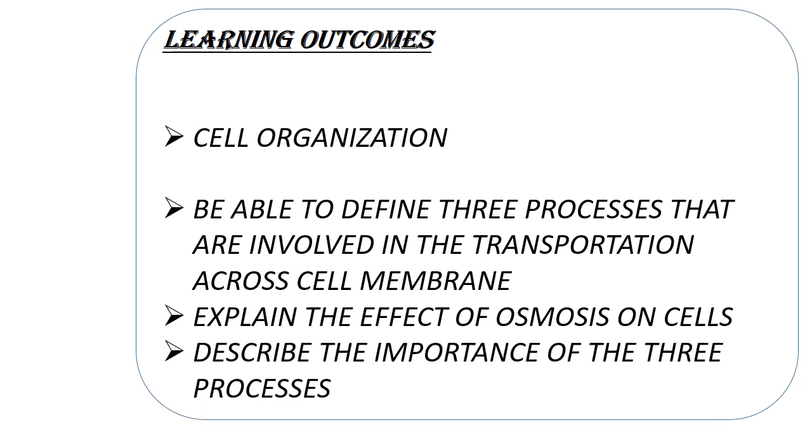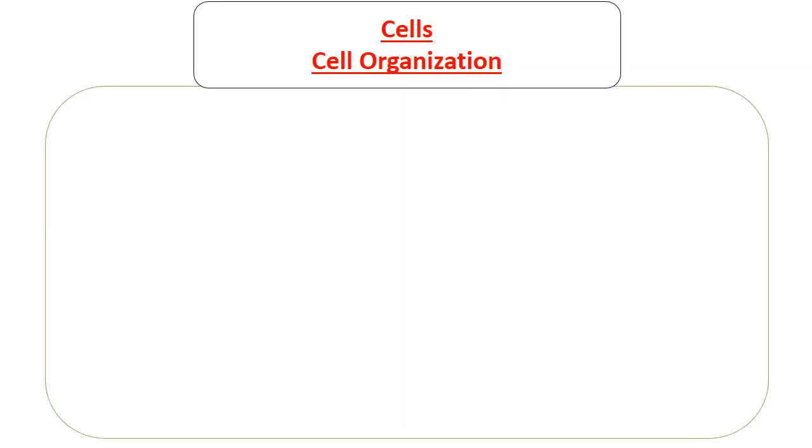I also expect you to be able to describe the importance of the three processes that we're going to learn, which are involved with transportation of substances across the cell membrane. So we're going to start with cell organization, then we'll move to transportation across the cell membrane. Cell organization is about how cells are organized from a living organism.